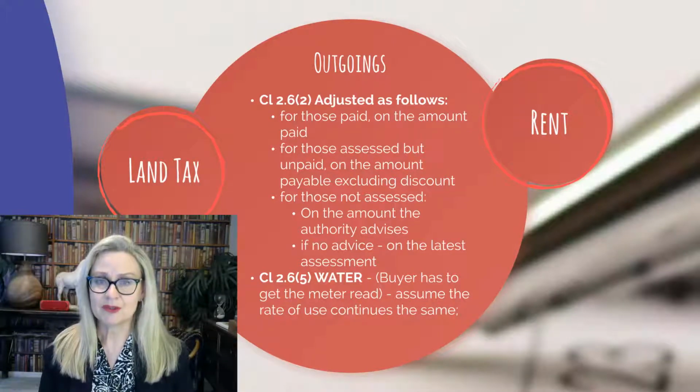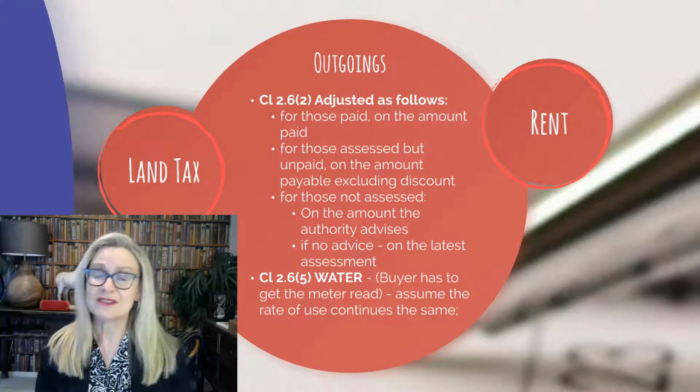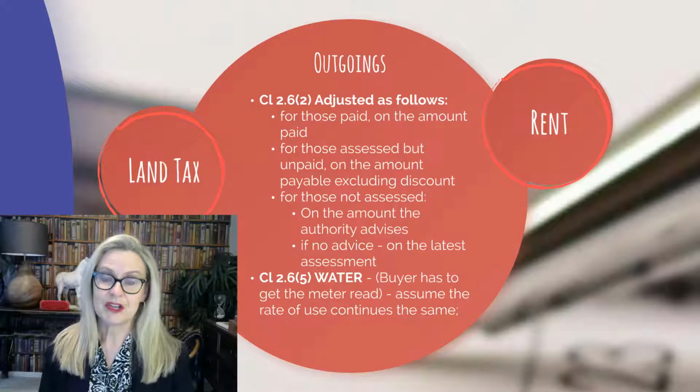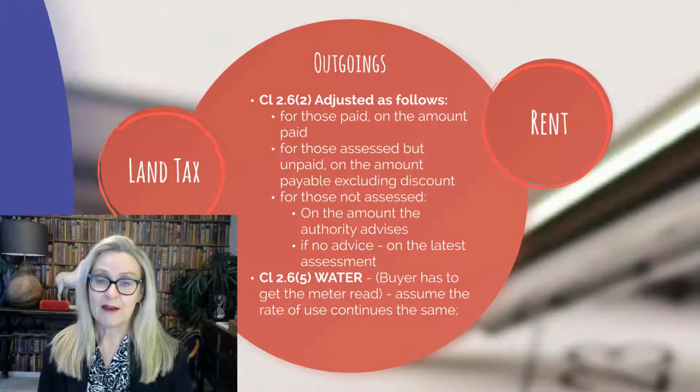Now, outgoings do not include water rates, and so what has to happen under 2.6 sub 5 is the buyer has to get the meter read, and then after that we assume that the rate of use continues at the same rate as per the previous water rates notice to the seller, and that's the way that your water is calculated. You're just assuming that it stays the same level of consumption.